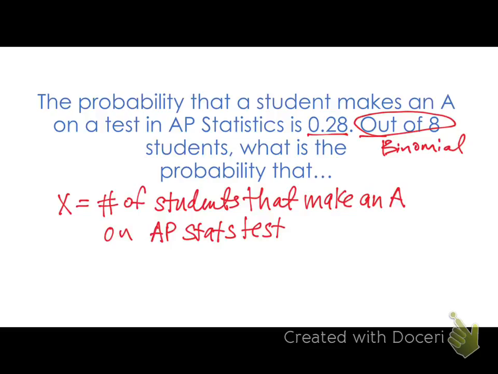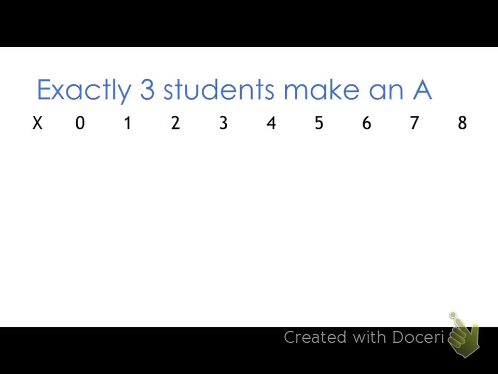Then we need to list out our potential outcomes. So you're going to start with 0, and then you will number by ones all the way to your fixed number of trials. So 0, 1, 2, 3, 4, 5, 6, 7, 8. So here's an example. It says exactly 3 students make an A. So anytime you have the word exactly, then you're just going to be highlighting the one that you will be finding the probability for. So you always start with your probability statement, which is P that X equals 3.